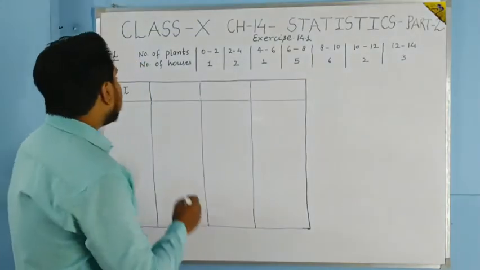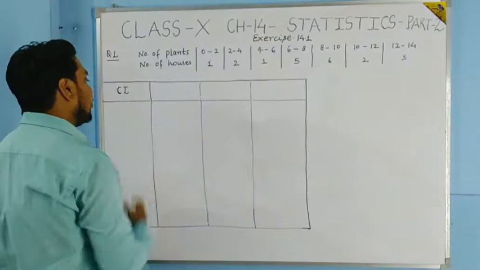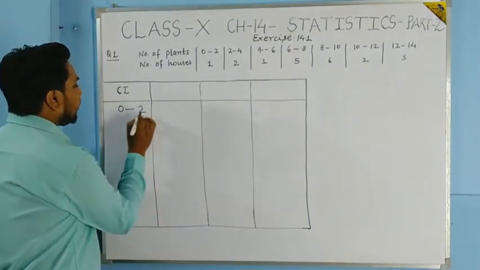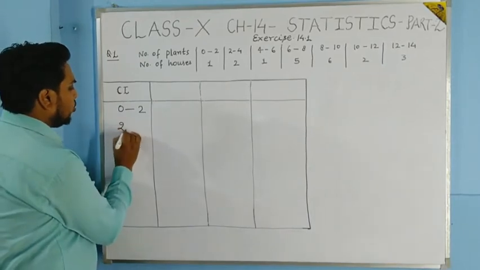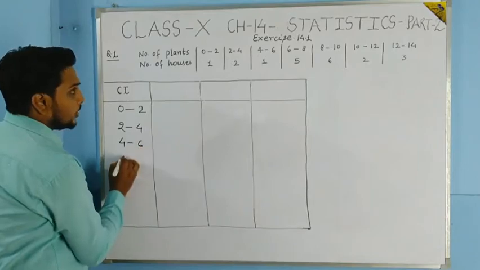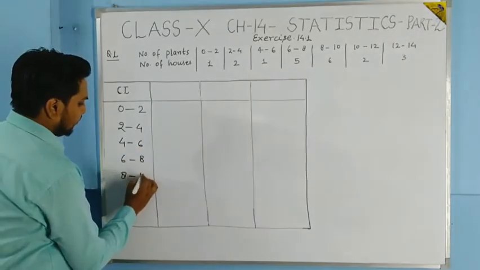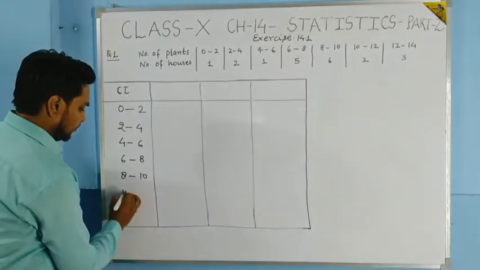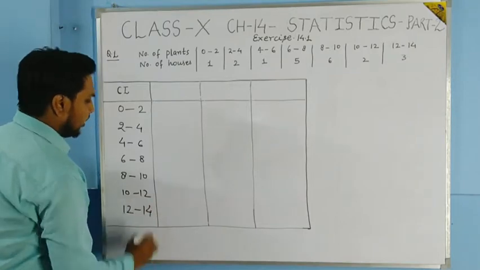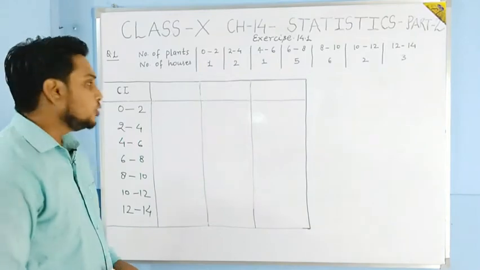See students, in this type of problem we first make a table, and in the first column we write the class intervals: 0 to 2, then 2 to 4, then 4 to 6, 6 to 8, 8 to 10, 10 to 12, and 12 to 14. So these are the class intervals that are given in the question.